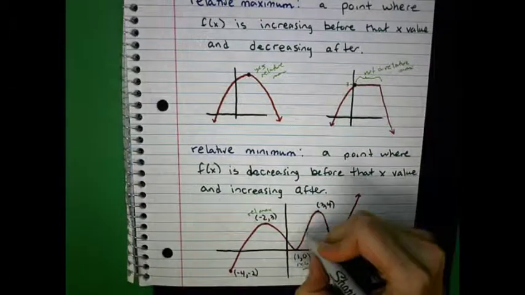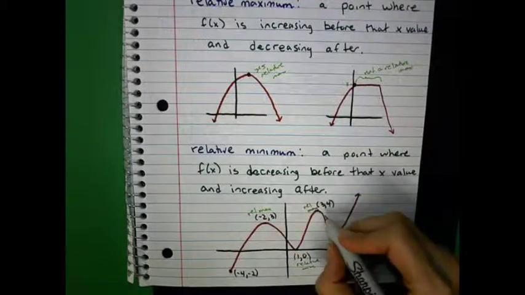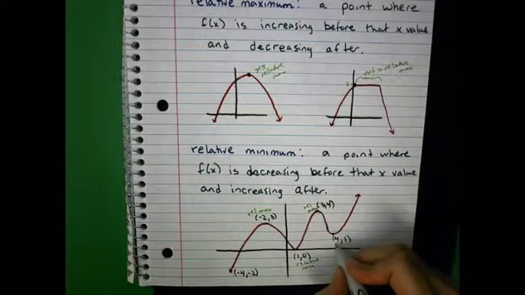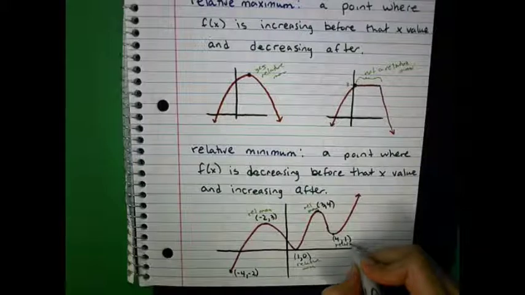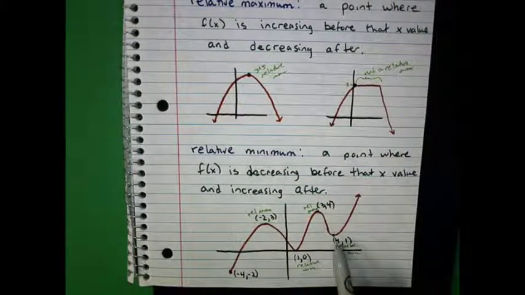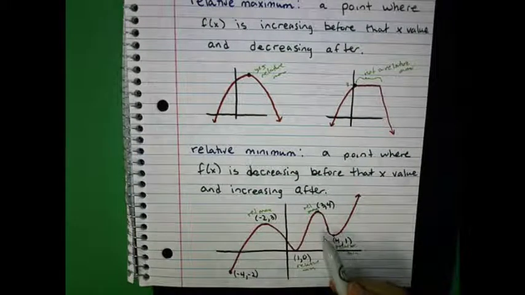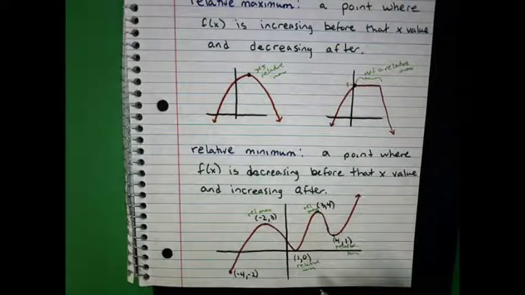This increase, decrease is a relative max. This decrease, increase is a relative min. And these things bother people because this is a pretty high number to count as a relative min. There's all this stuff lower than it, but relative to the points around it, it's the lowest point in that little interval. And so that's why it's a relative min. It is not an absolute minimum.